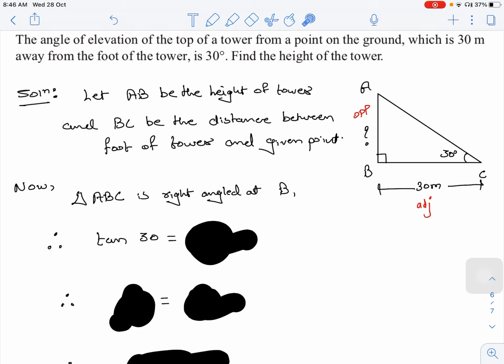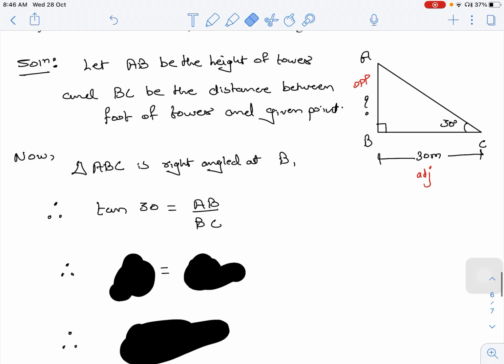Now, what is the ratio of tan 30? Opposite upon adjacent. So tan 30 equals opposite upon adjacent. Which side is opposite? AB is the opposite side and BC is the adjacent side. So we have written here tan 30 equals AB upon BC. Now what is the value of BC over here? BC is 30, AB we don't know. So in the next step we will write AB as it is, BC is 30.